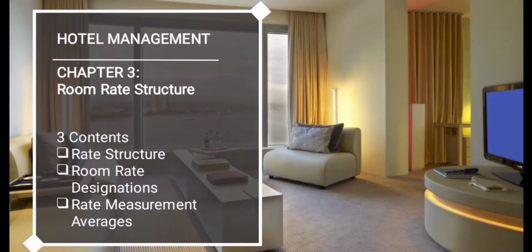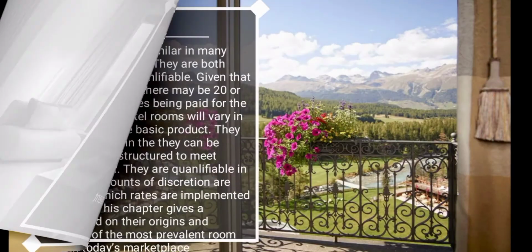So what is the expected contents in this report? The first one is the rate structure. The next one is the room rate designations. And the third one is the rate measurement averages.